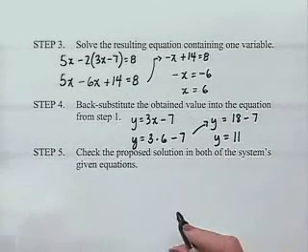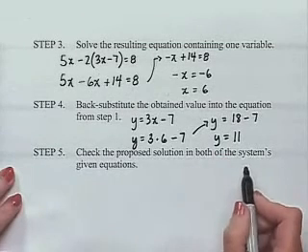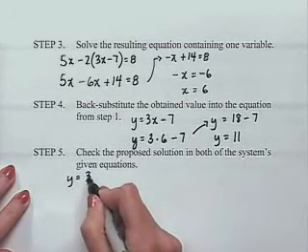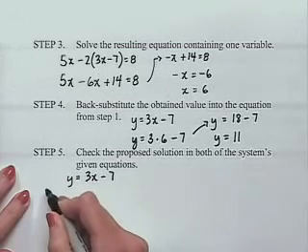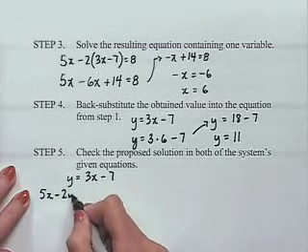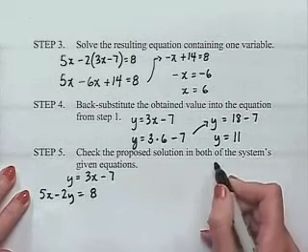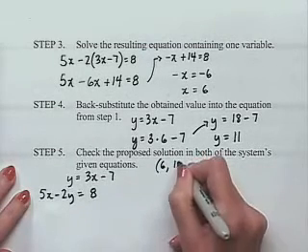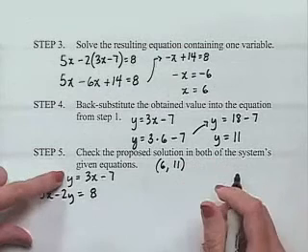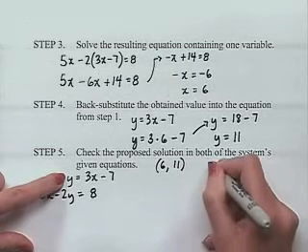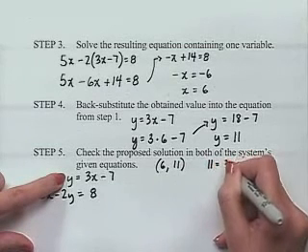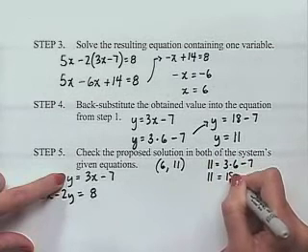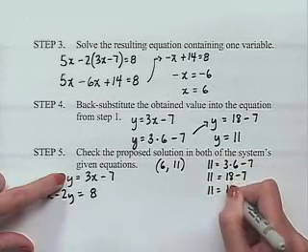The last step is to check the proposed solution in both of the system's given equations. So just to rewrite quickly, we had the equation y equals 3x minus 7, and we had the equation 5x minus 2y equals 8. We're going to take our proposed solution, which has our x value of 6 and our y value of 11, and substitute into each equation. To begin with, then, we'll have 11 equals 3 times 6 minus 7. So 11 is supposed to equal 18 minus 7, and of course it does.